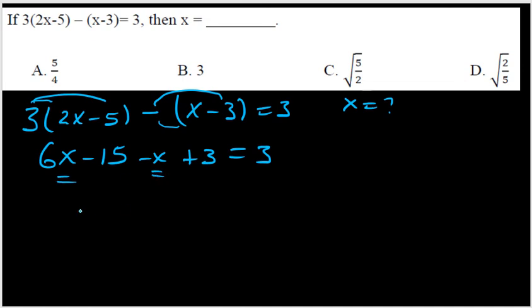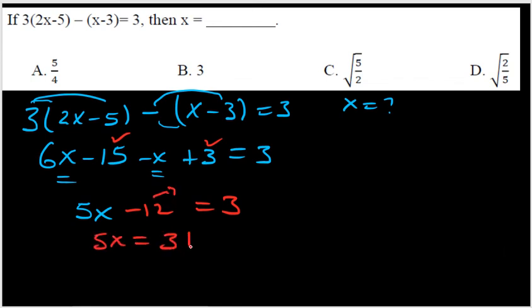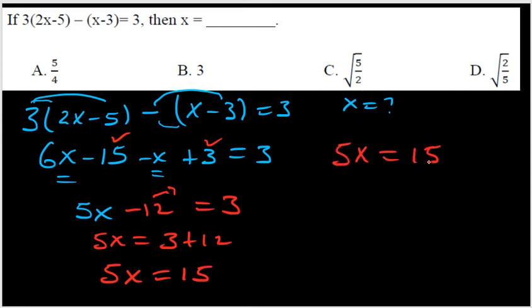6x minus x will be 5x. And negative 15 plus 3 will be negative 12, which is equal to 3. And then shift this negative 12. 5x is equal to 3 plus 12. The negative 12, when you remove to the right side, it will be plus. Then 5x is equal to 15 remain. So if 5x is equal to 15, to get x, divide both sides by 5. Then the x value will be 3. So the answer will be B.